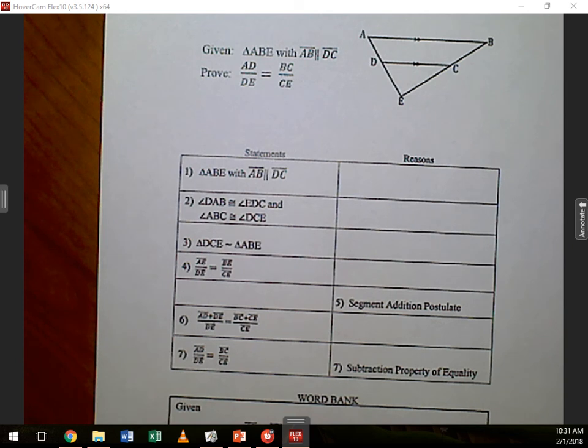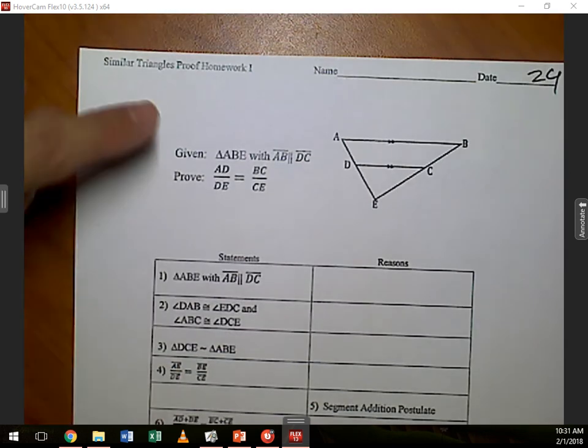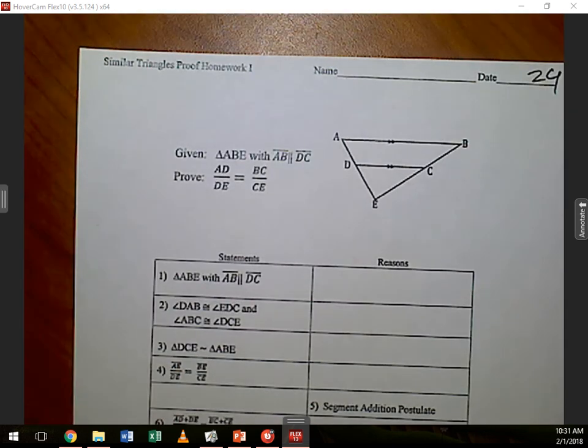Why does mine look different? Is yours turned over? Do you have this on the top, or do you have the other side? Yeah, that's fine. That's why.